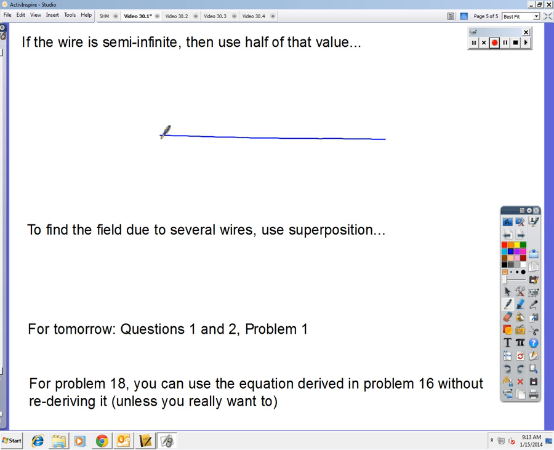Now if we've got what's called a semi-infinite wire, meaning a wire that goes off to infinity on one end but ends here, and you're finding the field at point P, and that's a distance r, the field at point P is half the value we just derived, mu naught I over 4 pi r. And if you have several wires and you're finding the field due to all of them, you'll use superposition. You find the field due to one, you find the field due to the other one, you add those together.